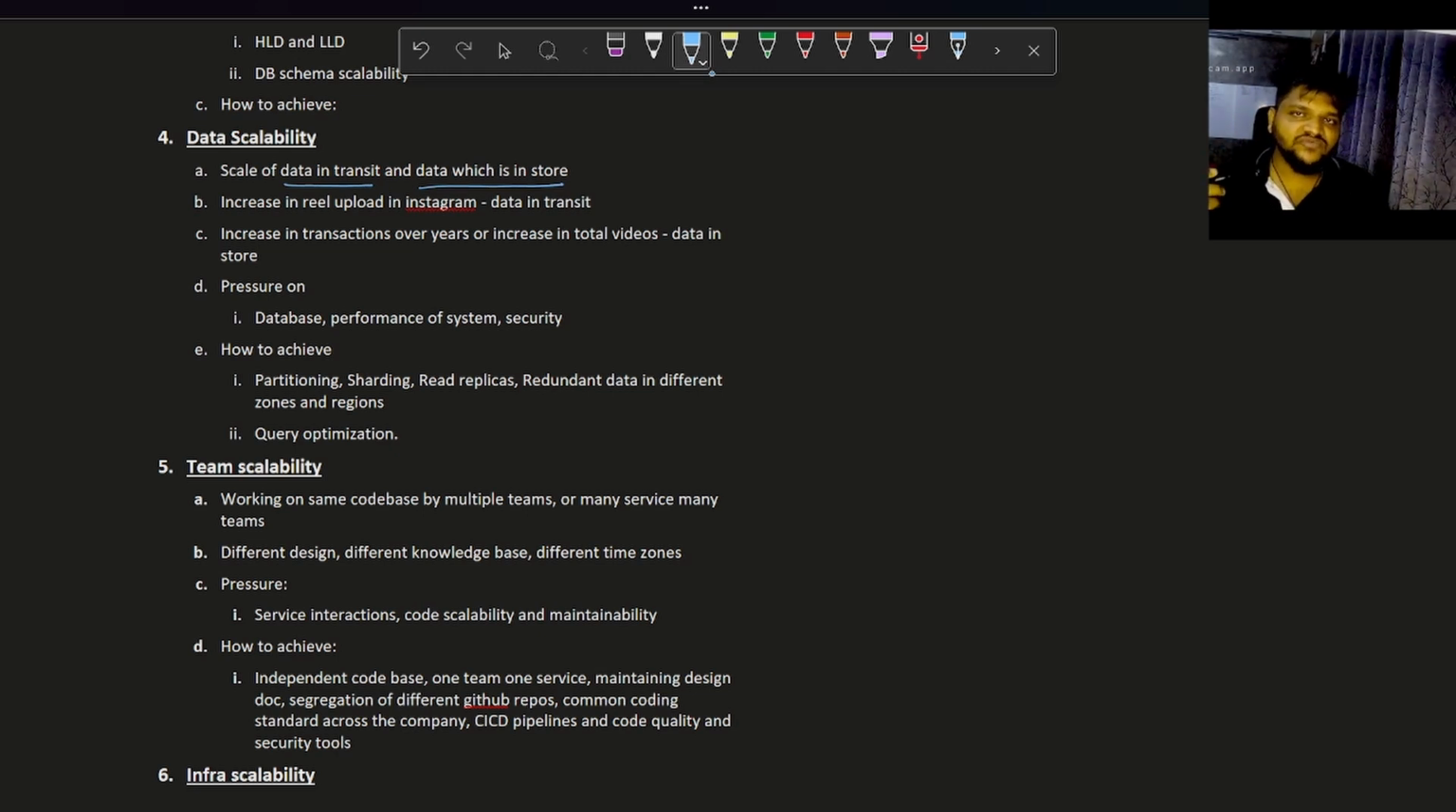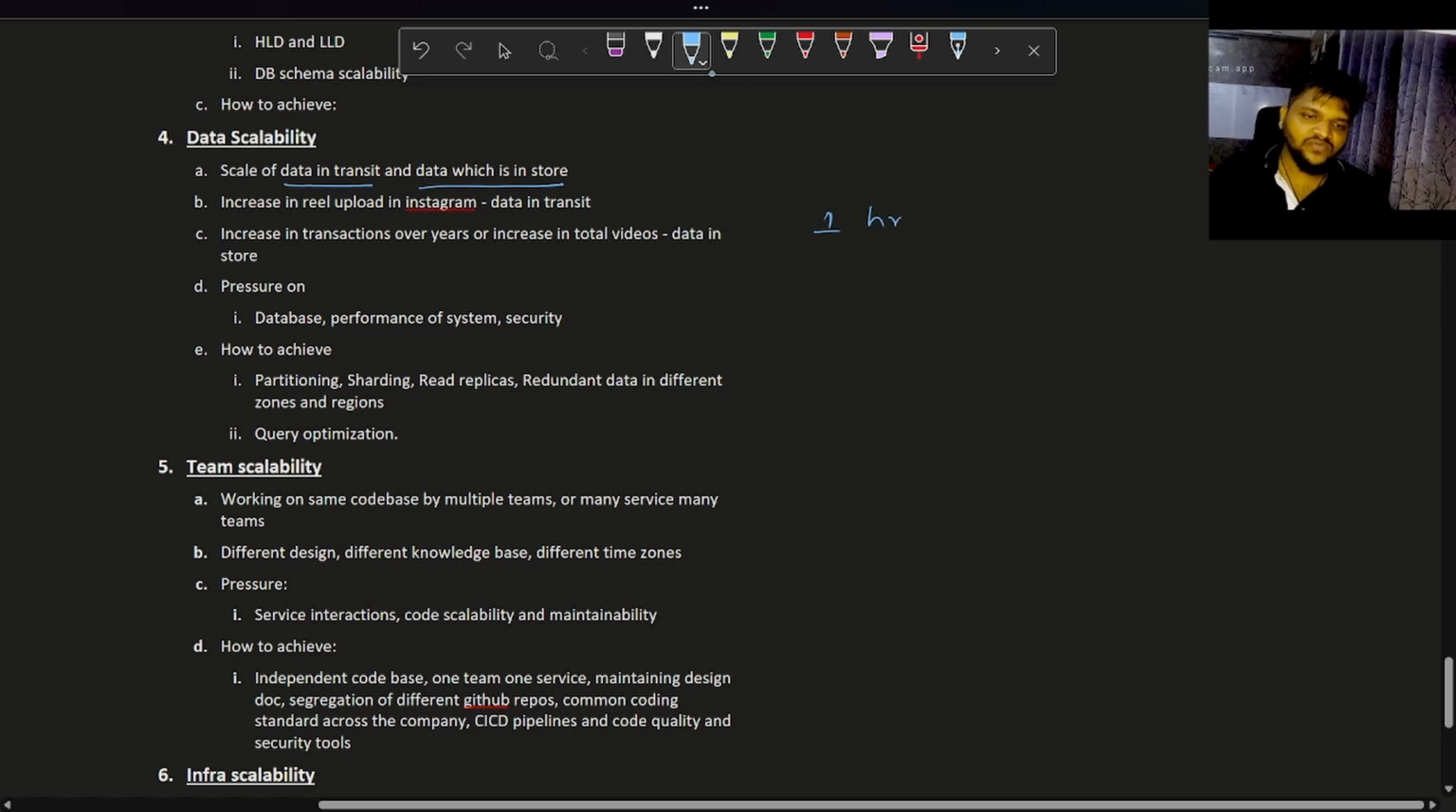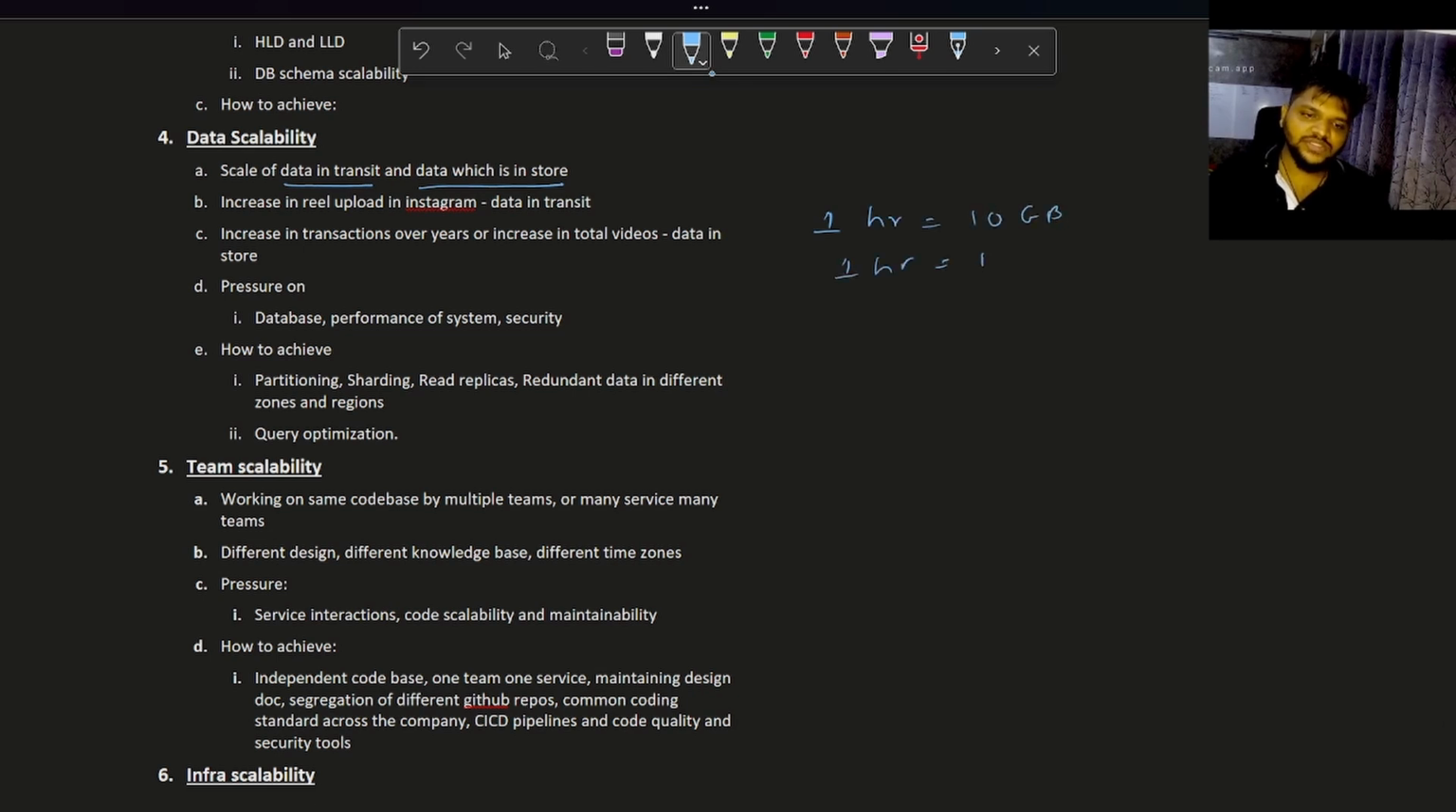Suddenly, let's say there is an event happening. Let's say there is a war happening somewhere, or some World Cup match is on, and India is winning. That is the moment where people are going to shoot many more reels and have many more upload requests to Instagram. When Instagram is expecting 1 hour equal to 10 GB, now suddenly they are getting 100 GB of data in 1 hour.